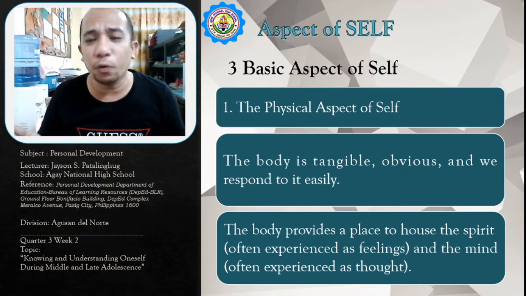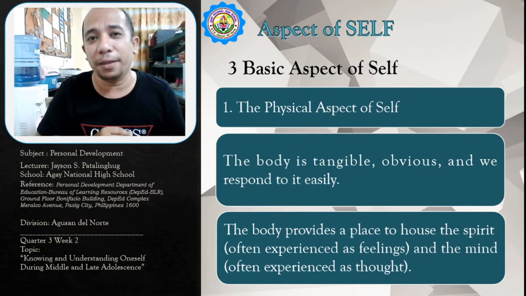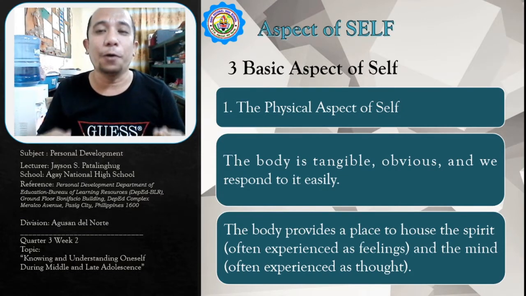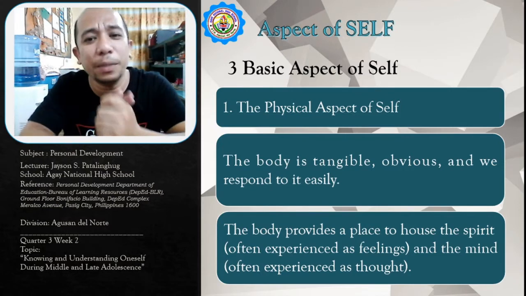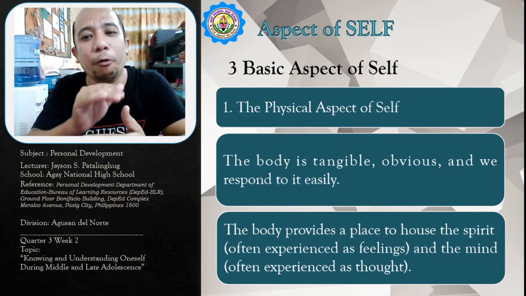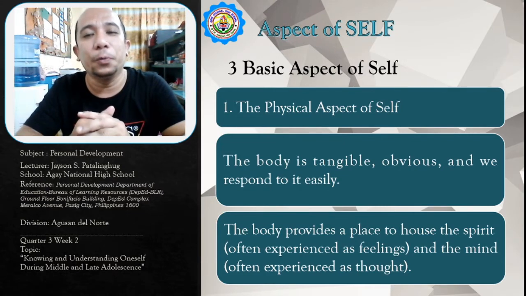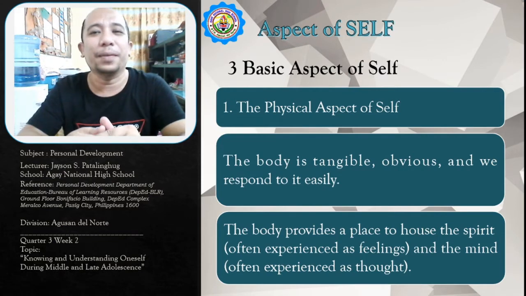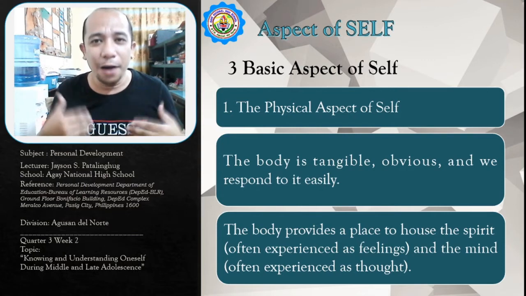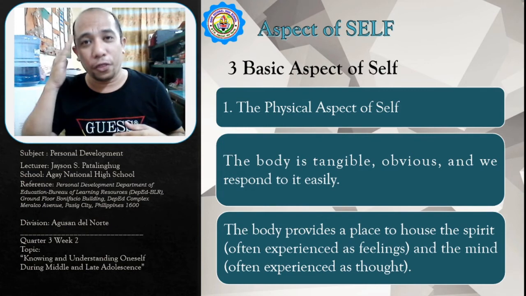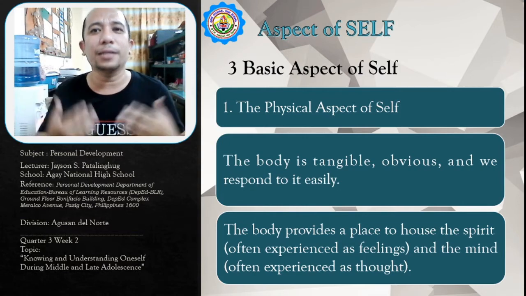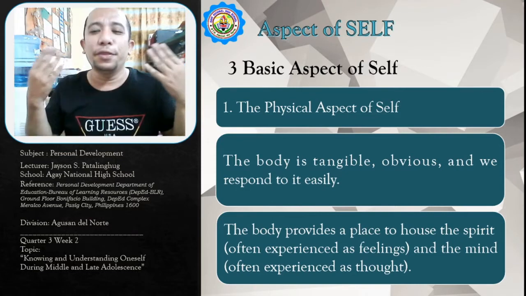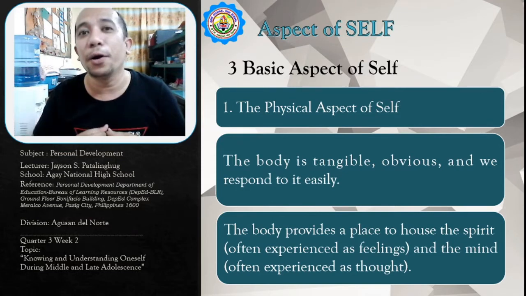When you see something that is wrong with your body, you immediately do something about it because our body is important. According to the Bible, the body is the temple of God. But in psychology, the body provides a place to house the spirit. The spirit here refers to our feelings, and the mind, which we refer to as thoughts. So this body is the house of our feelings and thoughts. Again, this body is the house of my spirit, and the spirit is referred to as our feelings, and the thoughts here are referred to as our mind.